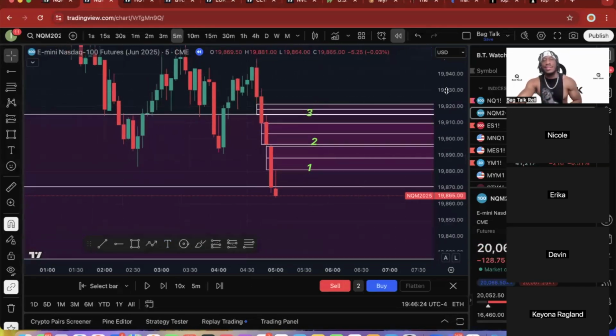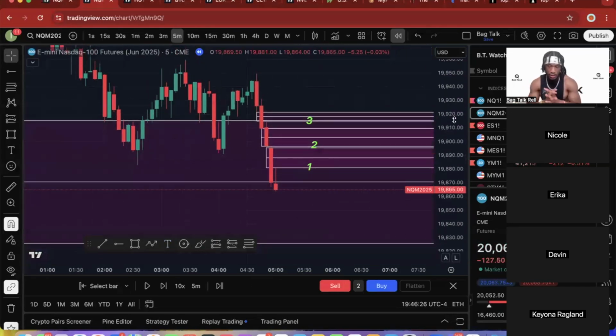My question is, which one is the most probable for downside? Number 1, 2, or 3 in this context? Which is most probable for downside?